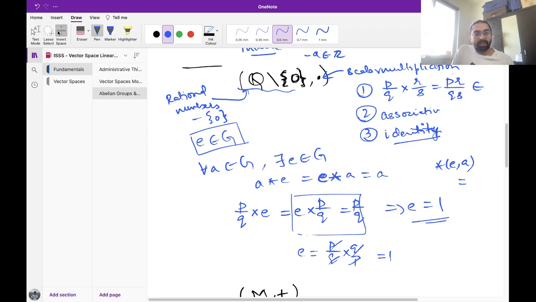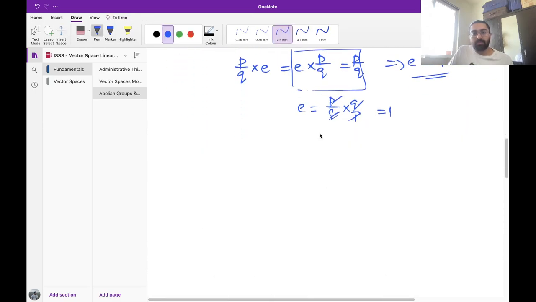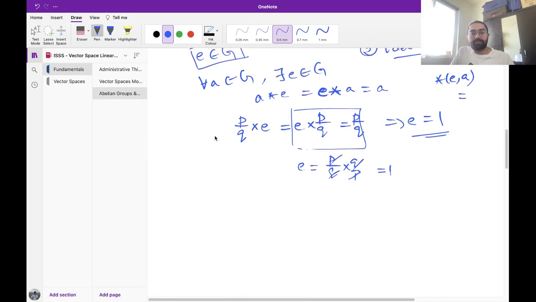Then let's come to inverse. So what do you think the inverse would be? Any idea?